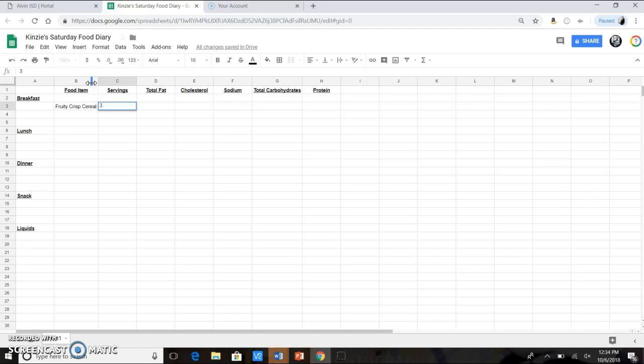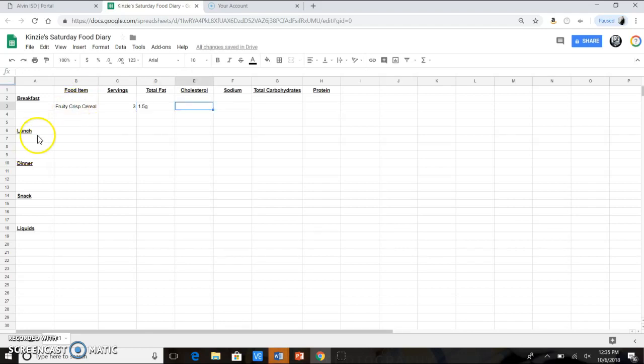So I'm going to hit 3 servings, and then I'm going to tab over to total fat. Now when you look at what it says here, it says next to total fat, per 1 cup of cereal, it is 0.5 grams. Well, I didn't have 1 serving, I had 3 servings. And so for me, I'm going to multiply the 0.5 grams by 3, so that's going to give me 1.5, and then I'm going to put G for grams. Okay?